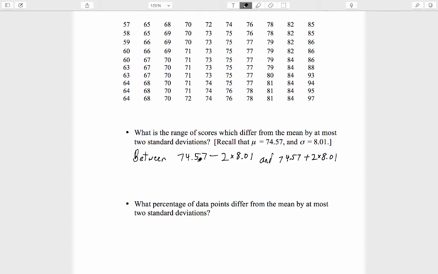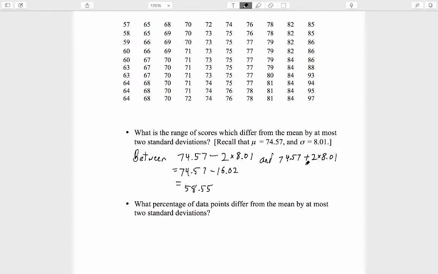Here we're starting at the mean 74.57 and moving downwards by 2 measuring sticks. That's 74.57 minus 16.02, which is 58.55. So a score of 58.55 is exactly 2 measuring sticks below the mean.